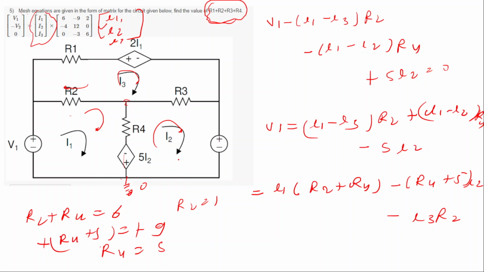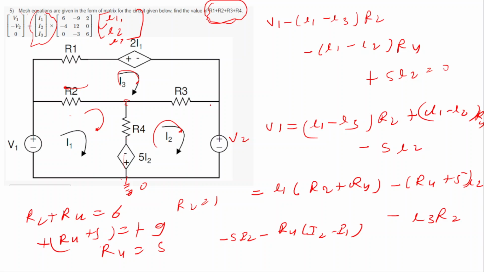Okay, let's write the second equation in terms of V2, because I am a little bit confused. So this is our V2. Now let's move in this mesh. From here to here the drop is 5 times I2, so it is minus 5 times I2, minus R4 times, since in this direction we are moving, I2 minus I1.